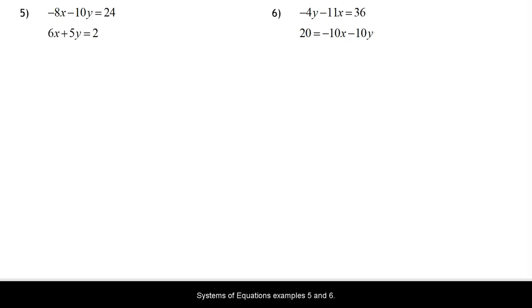Systems of equations, examples 5 and 6. For 5 and 6, I'm going to use elimination to solve these. In order to use elimination, one of the variables must have the same coefficient in both equations. And to do this, we're going to have to multiply through by a common factor with one of the equations, sometimes both of the equations, to make sure that our variable has the same coefficient.